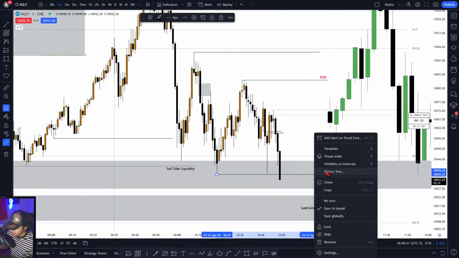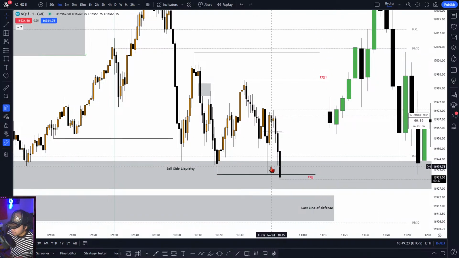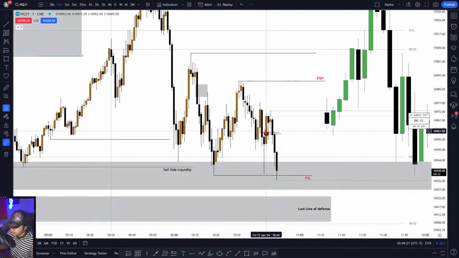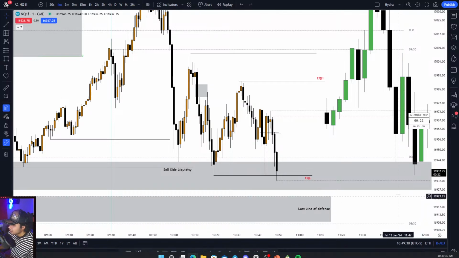So we have an equal low down here, more like a SMT. Do you guys see that? I told you guys not to take it, okay? These are signatures, small little signatures, and the main reason was time was not matching with 1050.